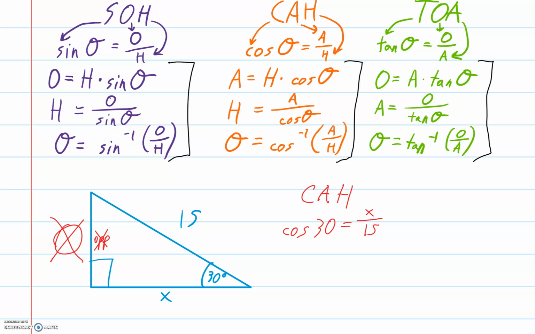Then I will move the 15 over to the other side. Was dividing, now it's multiplying. So 15 times by cos 30 equals x. And if you plug that into your calculator, you should get 12.99, or round it up to 13.